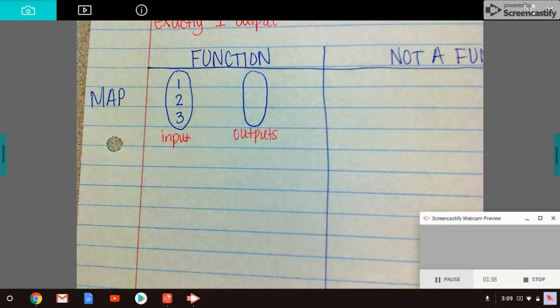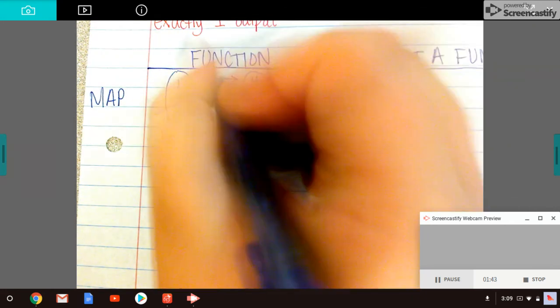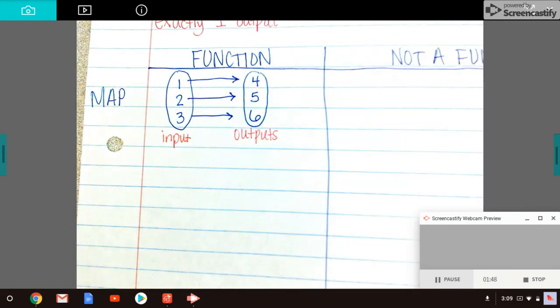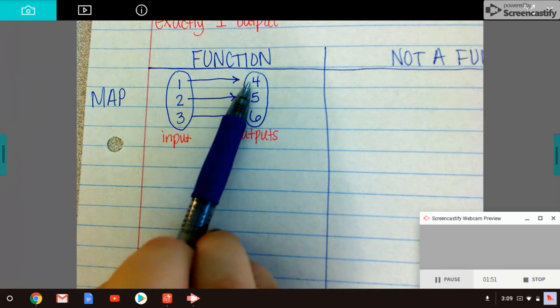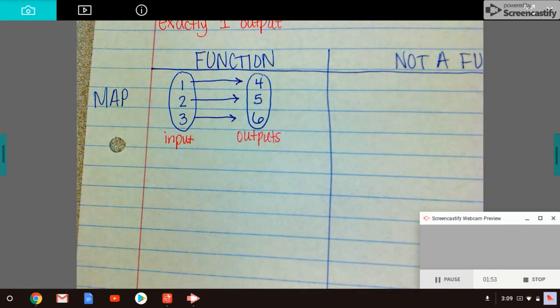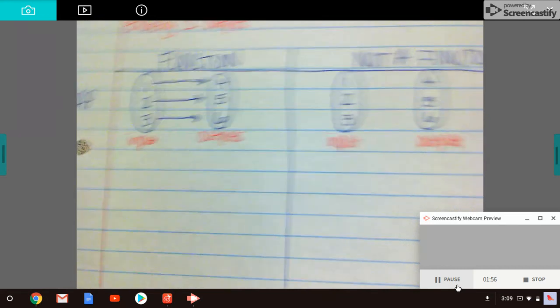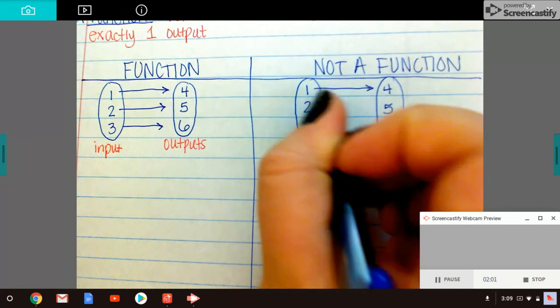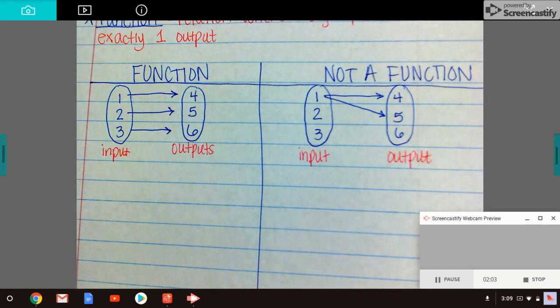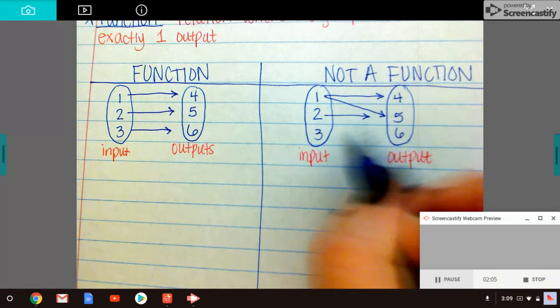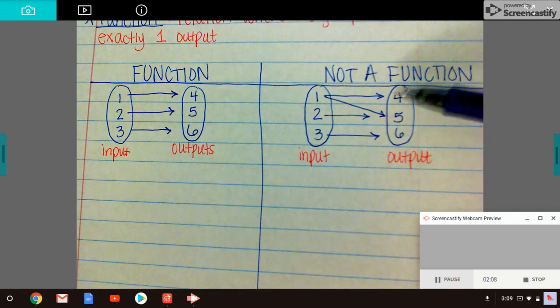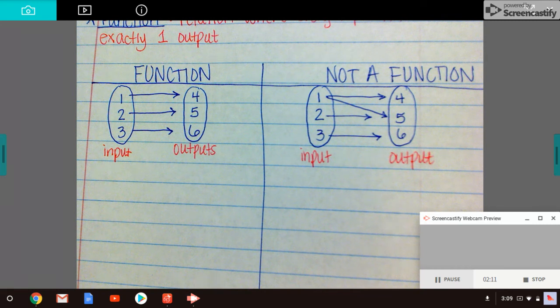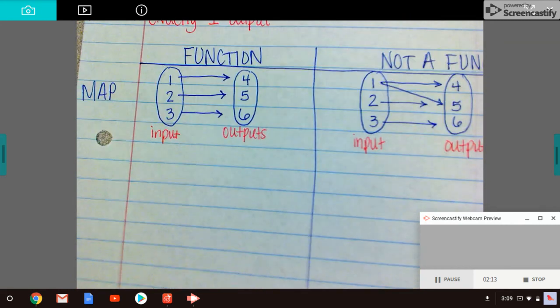And here's the deal: if each input only goes to one output, so if 1 is mapped to the number 4, and if 2 is mapped to the number 5, and if 3 is mapped to the number 6, then this is a function because every input goes to only one output. On the other hand, things that are not a function are those where an input goes to more than one output. So here it is: 1 is going to both 4 and 5, and it doesn't really matter what else happens. But right here, because the 1 went to both 4 and 5, it is not a function. So there's examples of functions with mapping.